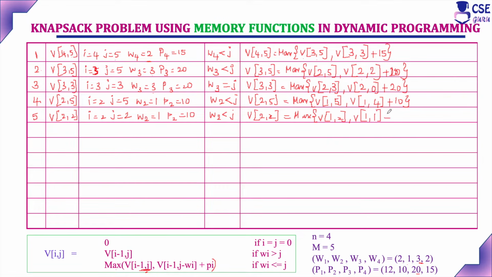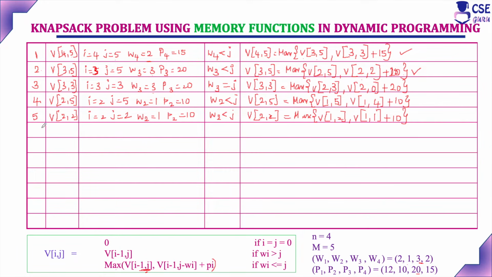It is 1. Plus profit is 10. Okay. So in order, we need to compute these two sets also. So now this set we have computed with these two steps. And this we have computed with these two steps.